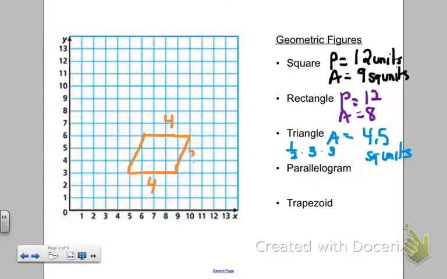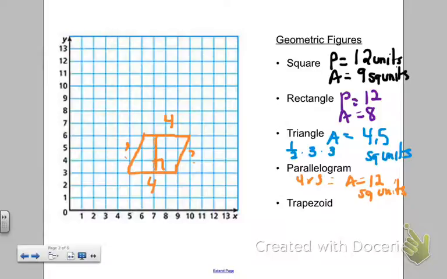Now these, again, I do not know exactly how long they are, so I can't really find the perimeter here. I could find the area, however. I see my base is 4, and if I draw a line to make my height, I can see my height is actually 3. So I'd have to do 4 times 3, which would give me an area of 12 square units.